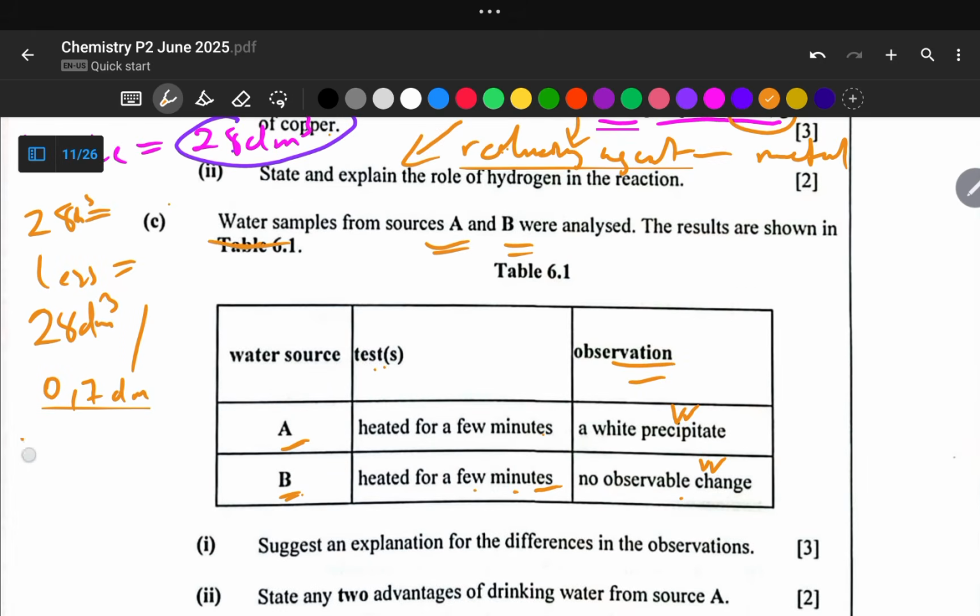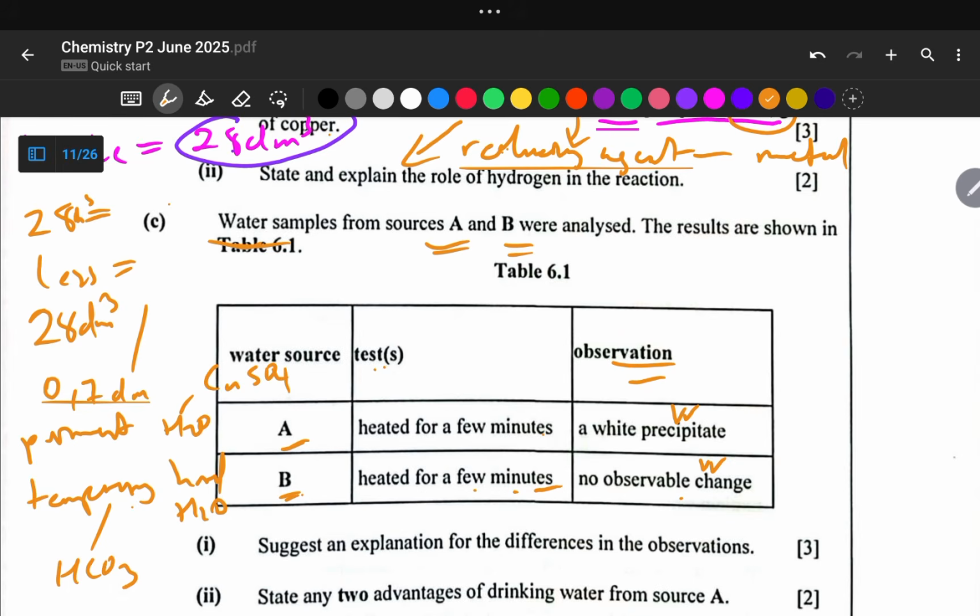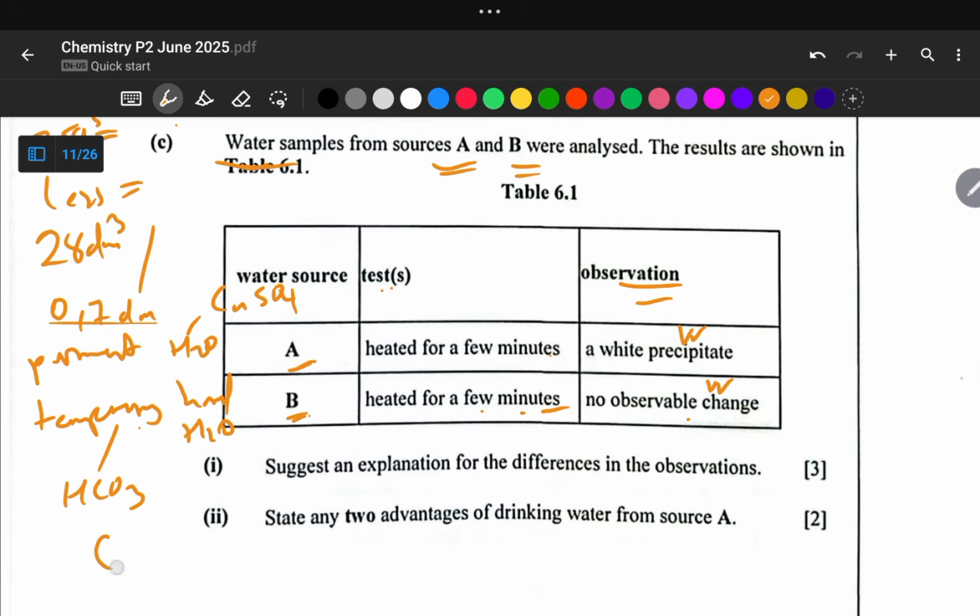So we have permanent hard water, and then we have temporary hard water. So you should have the understanding of this, right? For permanent, we have salts like calcium sulfate, and for temporary, we have the hydrogen carbonates. And then on heating, hydrogen carbonates will decompose to form the carbonates.